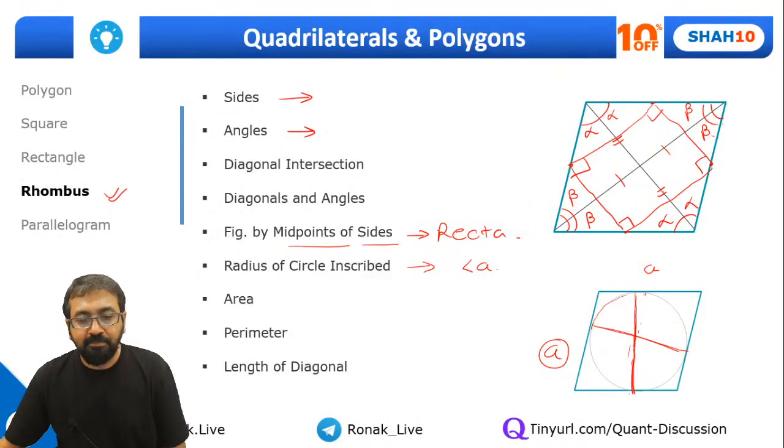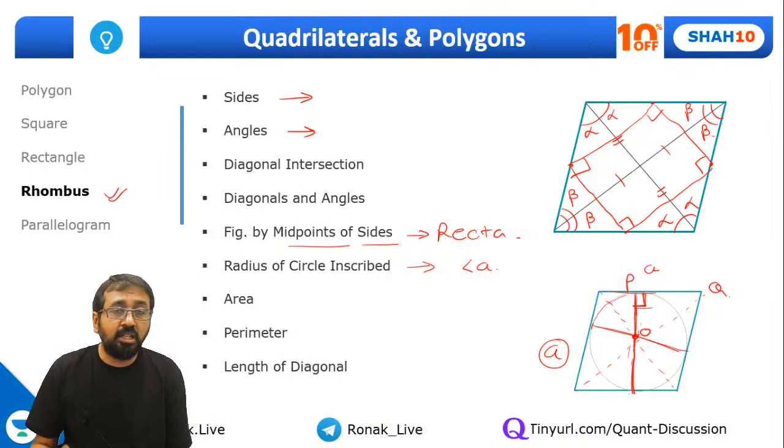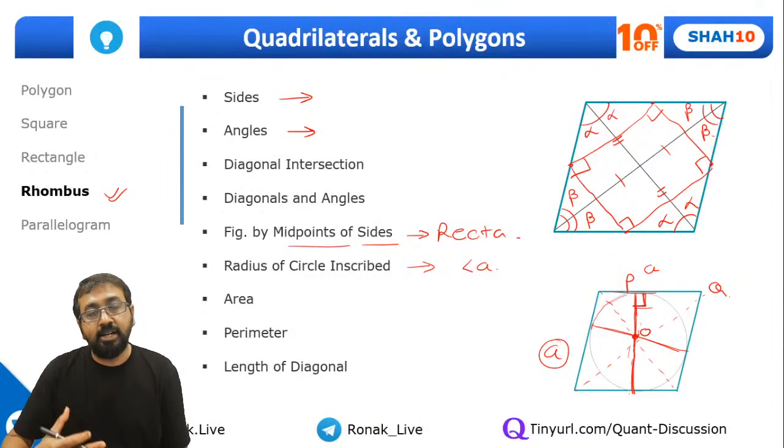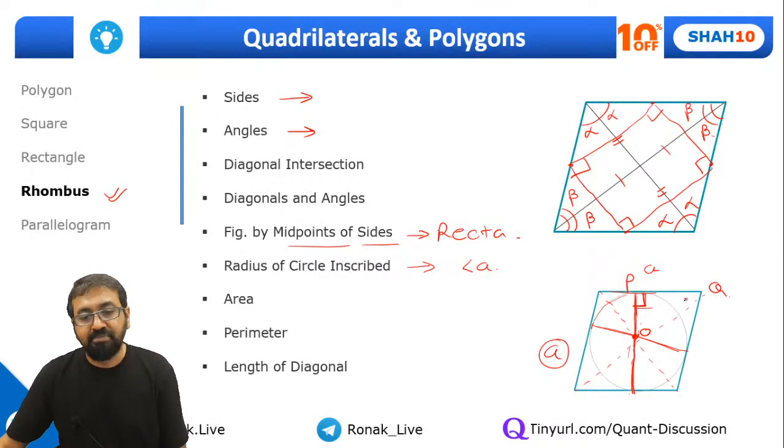So for example, this is the center of the circle, and of course this is also the intersection point of diagonals. Let me take this point as O, this as P, and this as Q. So what can I say about triangle POQ? Of course this is always perpendicular, right? Because this is a tangent and this is the radius. When we discuss circles, I'll explain this point that the radius is always perpendicular to the tangent, right?